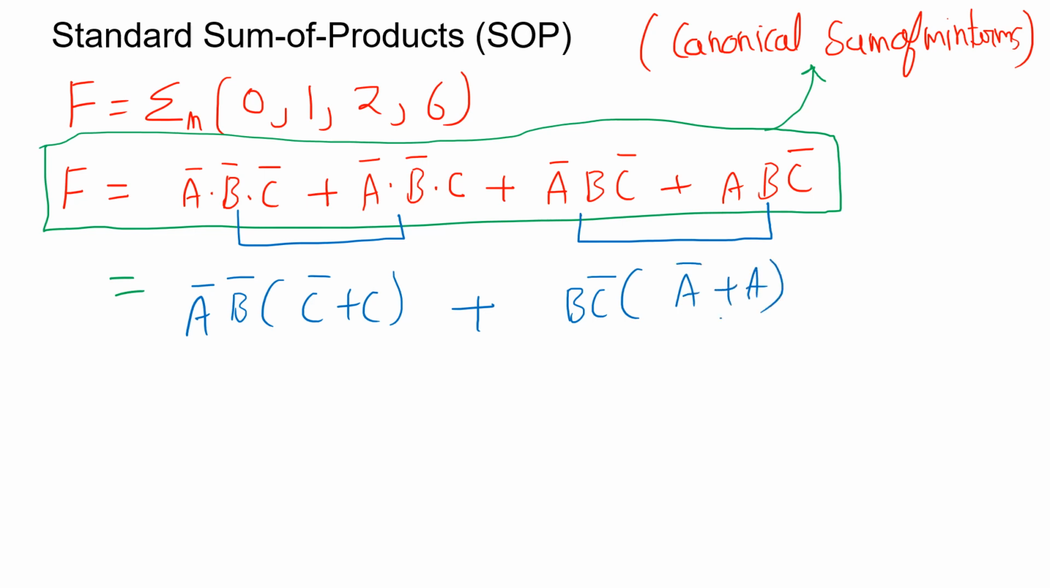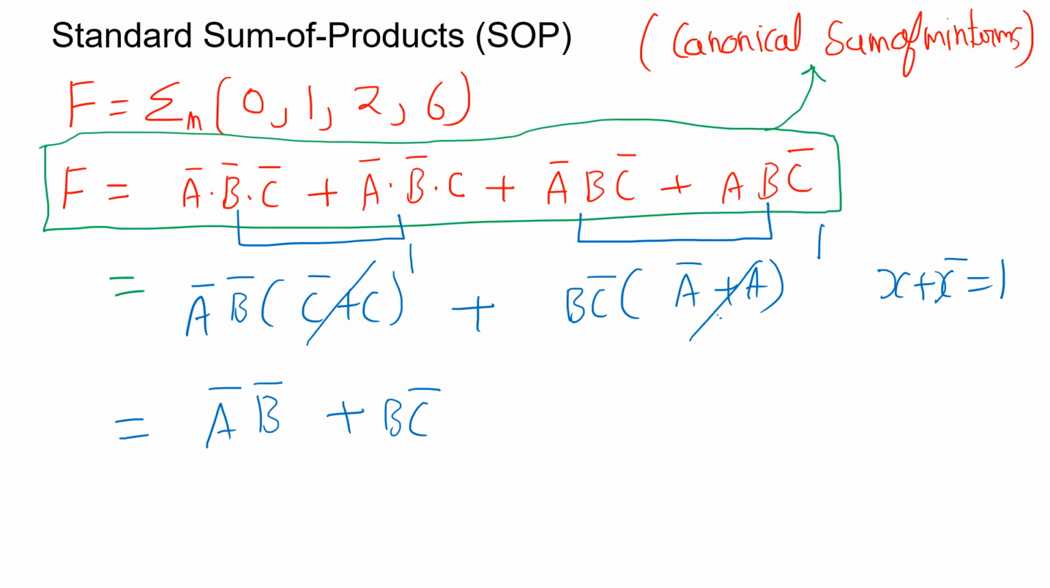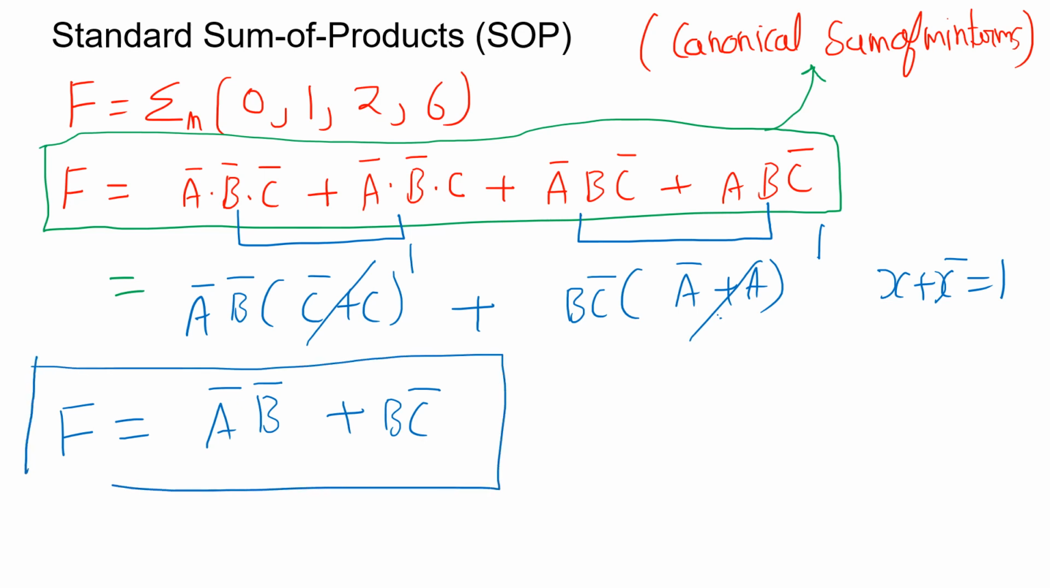Now you already know this will cancel out and it will become 1. This will also cancel out, it will become 1. So what next we'll get? So we are using the formulation x plus x bar is equal to 1. So it will become a bar b bar plus b c bar. This is function f.